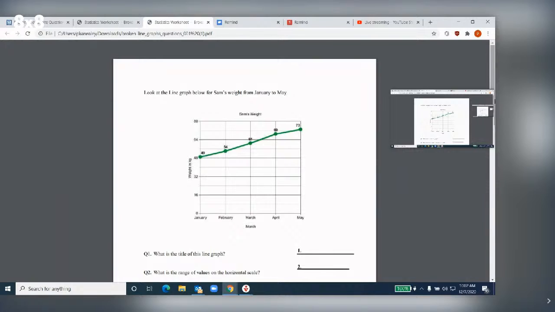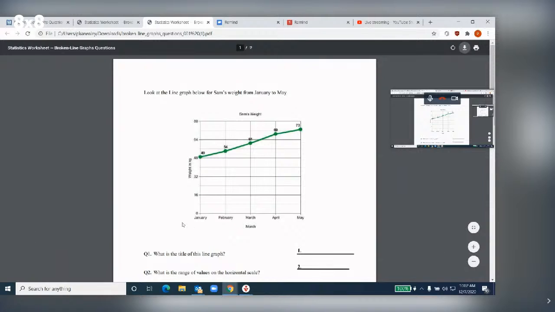What is the range of values on the horizontal scale? Okay, horizontal goes side to side. That's the bottom one. So it's going to be from January to May, or you could say a 5-month period. And the horizontal, that's the line on the bottom, goes left to right or right to left. So we're looking at January to May.